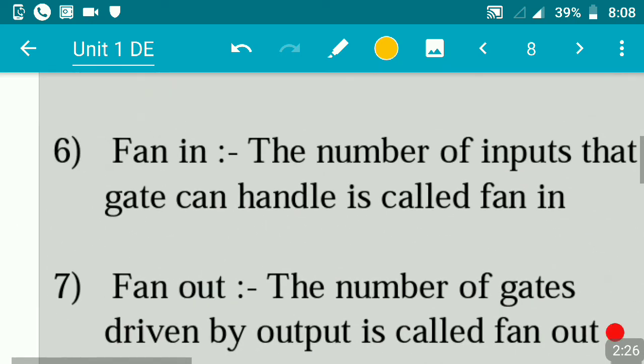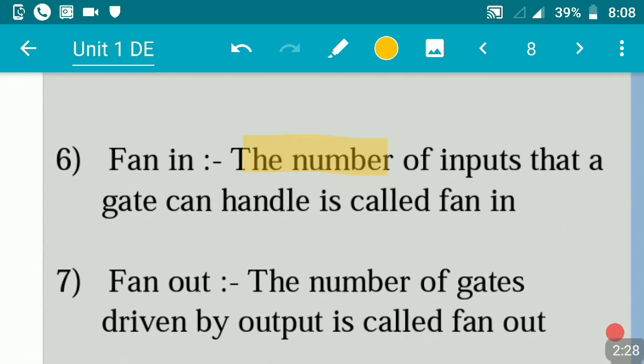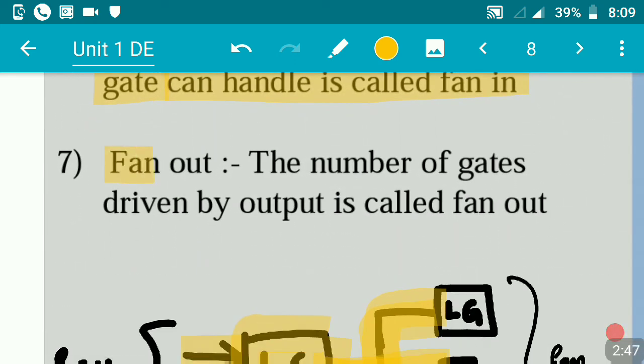Fan in: the number of inputs that a logic gate, here gate means logic gate, can handle is called fan in. I repeat, fan in: the number of inputs that a gate can handle is what we call fan in. And we move on to fan out. Fan out is nothing but the number of gates driven by the output of the logic gate.